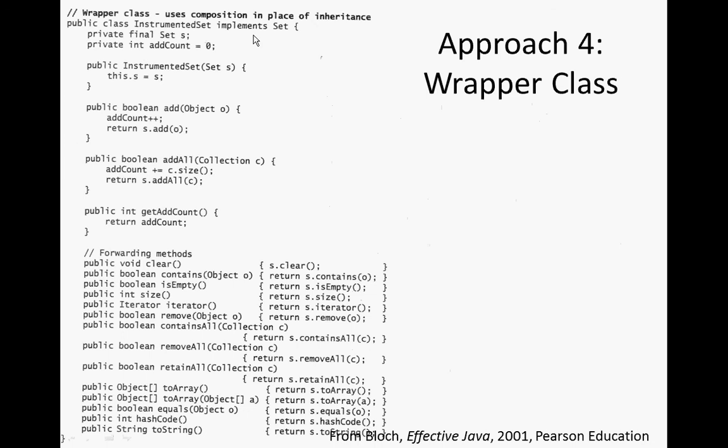Set could evolve, the existing implementations of set could evolve in all sorts of ways. And this code will still be robust. Does that make sense to people, why this is robust?